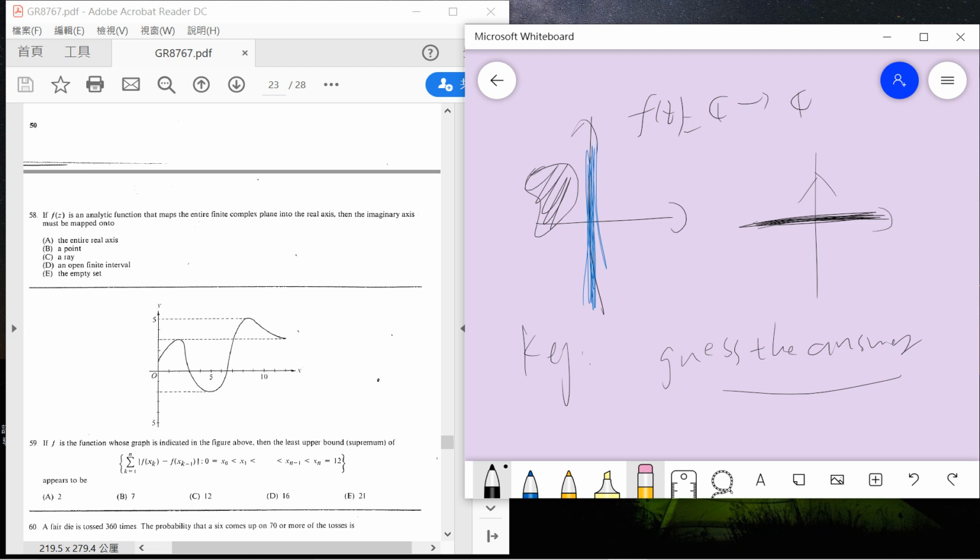If I solve this question, I would say, suppose I let the function f(z) be 1. Then this function is okay because it maps the entire complex plane into the real axis. Actually, it maps all the points on the complex plane to the one point 1. So what's the image of the imaginary axis? The answer is 1. So the answer is B, a point. It's very easy: we guess the answer and then we solve it.